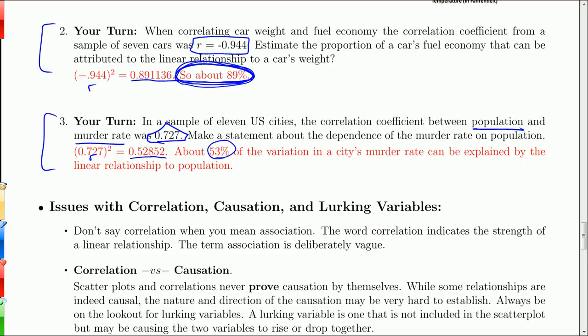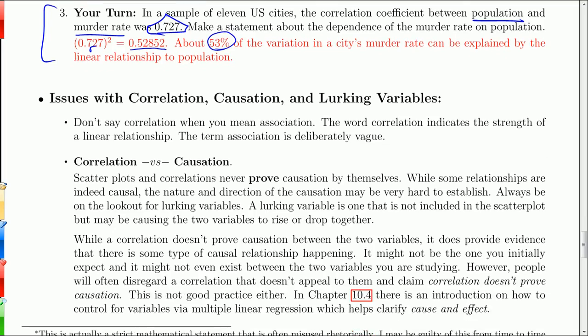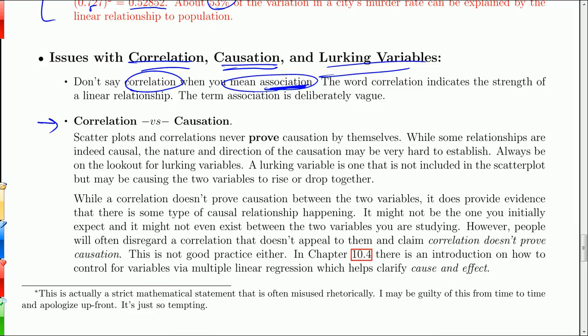All right. Okay, issues with correlation, causation. So we're getting in a little more into this causation problem. Correlation, causation, and lurking variables. Don't say correlation when you mean association. This word association is deliberately vague. Correlation deals specifically with a linear relationship. Correlation versus causation. Popular confusion.